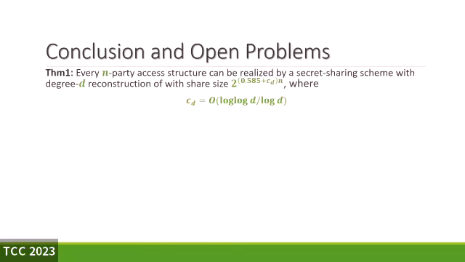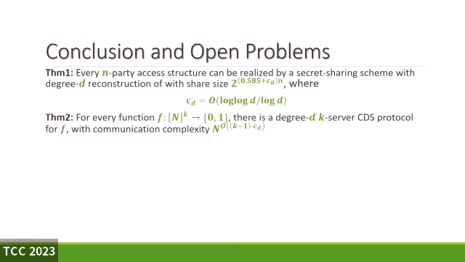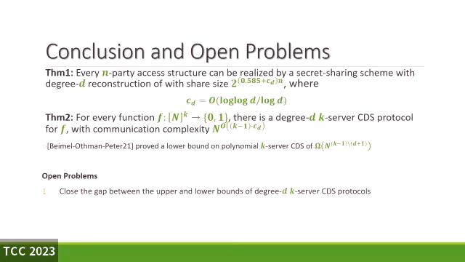I showed in this talk two results. The first one regarding the secret chain scheme: as the degree of the reconstruction increases, the share size decreases and approaches the best known general secret chain scheme. And it's the same for K-service CDS. As the degree of the reconstruction increases, the communication complexity decreases with the same constant order of log D over log D. So these two results, with the known lower bound for K-service CDS, leave two obvious open problems.